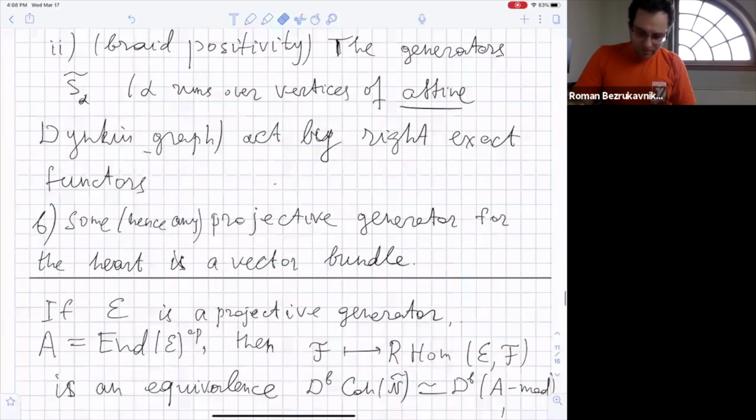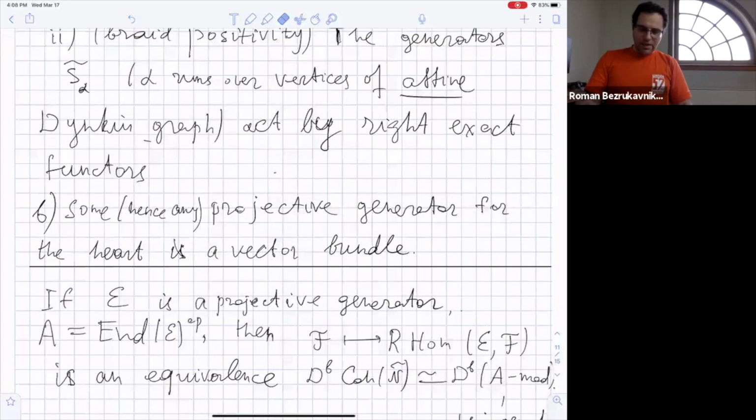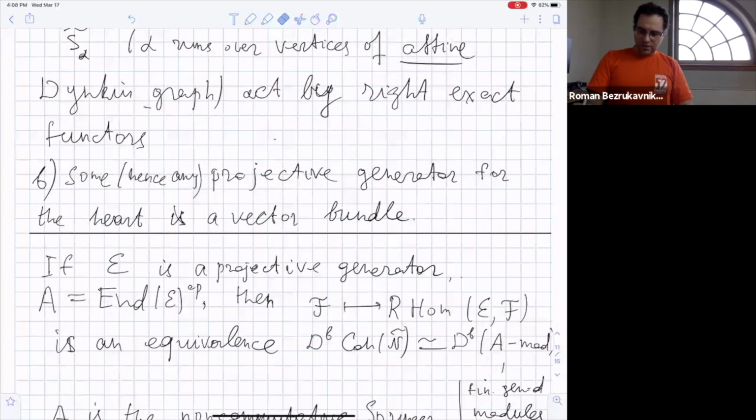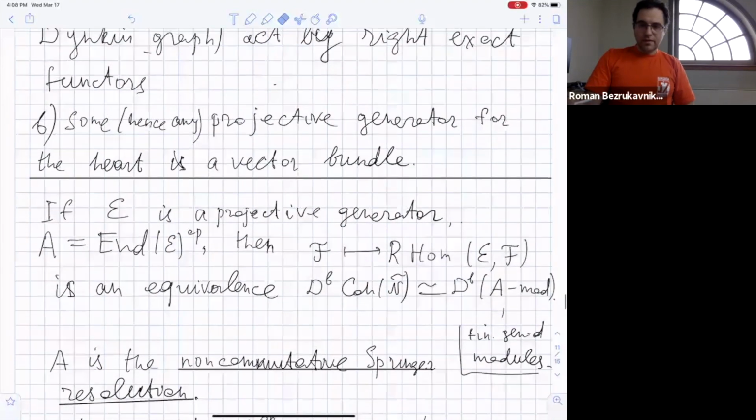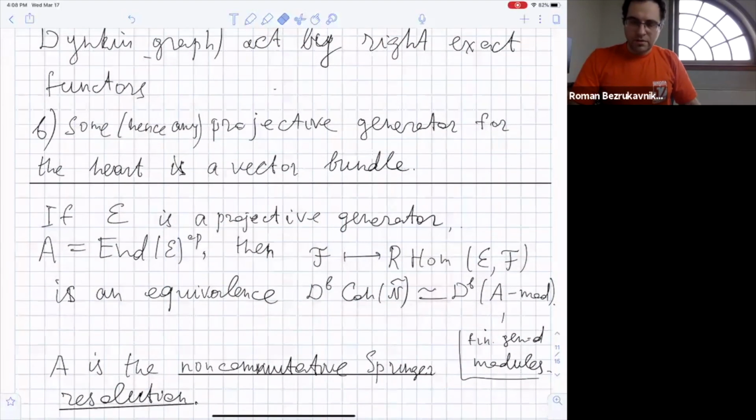So basically, it's some rather concrete data. We have a vector bundle. We can form a endomorphism ring, and then we have this natural functor, and it turns out to be an equivalence.